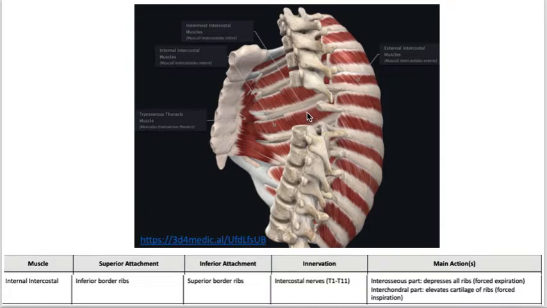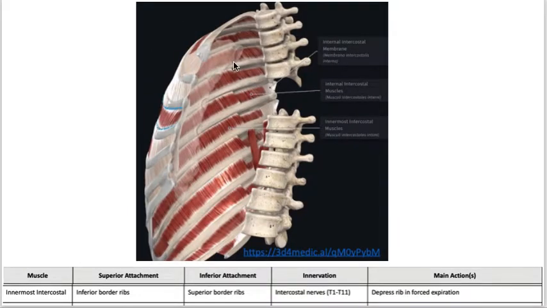The internal intercostal muscle is over here. The superior attachment is the inferior border of the rib and the inferior attachment is the superior border of the ribs. Innervation is by the intercostal nerves, and the main action: the interosseous part depresses all the ribs in forced expiration. The interchondral part elevates cartilages of ribs in forced inspiration.